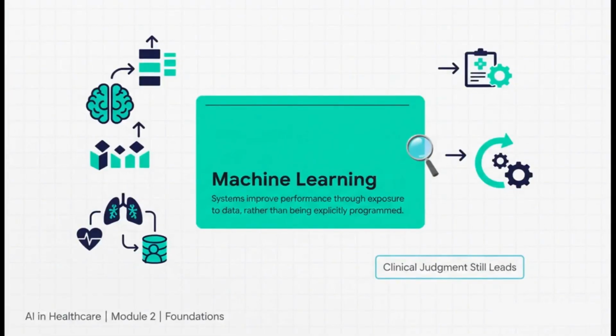So the fancy term for this is machine learning. And the key difference is this. With old school software, a programmer has to write out every single rule. You know, if this happens, then do that. But with machine learning, the system pretty much learns the rules all on its own. It just gets exposed to a whole lot of data, starts looking for patterns, and basically improves itself through experience.